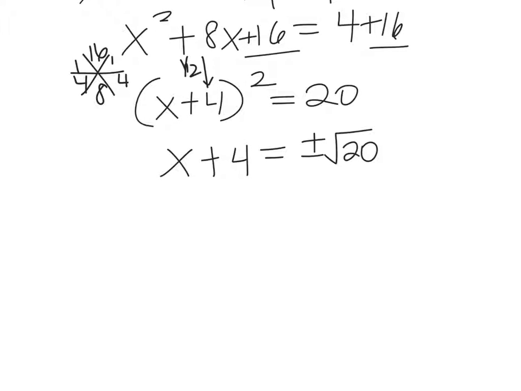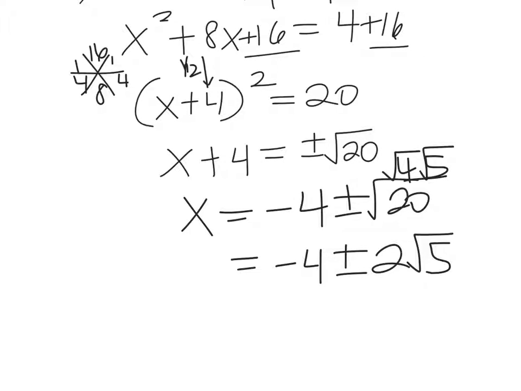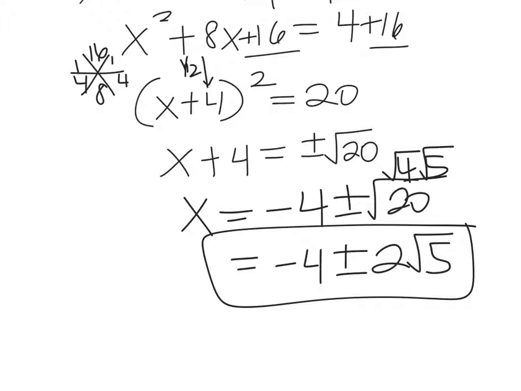All right, subtract 4 over to the other side. I like to leave it in front. And then if you got that answer, that's pretty good, but you need to go one step further. This is 4 times 5. So you need to take the square root of 4, which is 2, and leave the square root of 5. Did anybody get that before I did?